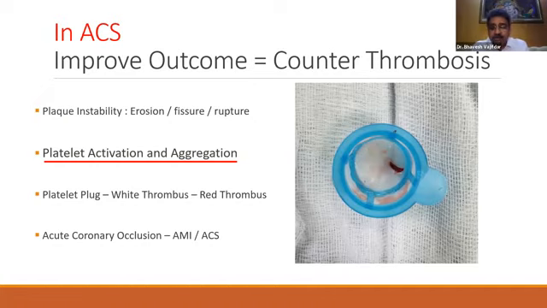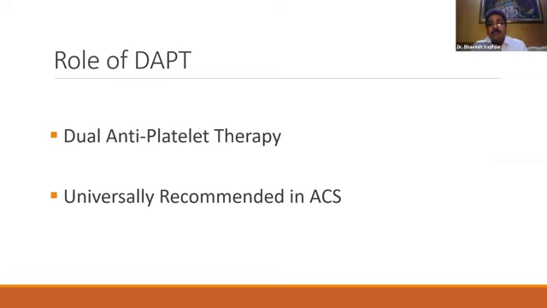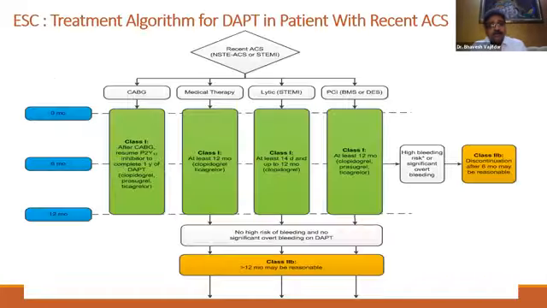So with this background, we all know now that we need to use very potent dual antiplatelet therapy. Dual antiplatelet therapy means use of aspirin plus another antiplatelet, a P2Y12 inhibitor, that is either clopidogrel, prasugrel, or ticagrelor. This is universally recommended for all patients with acute coronary syndromes.